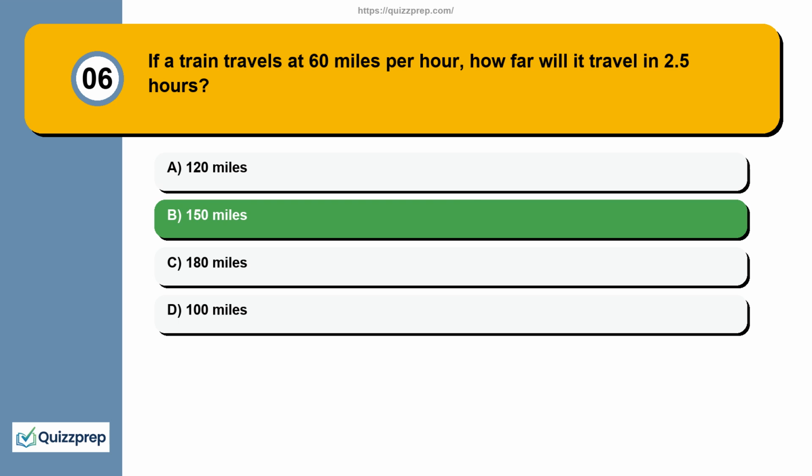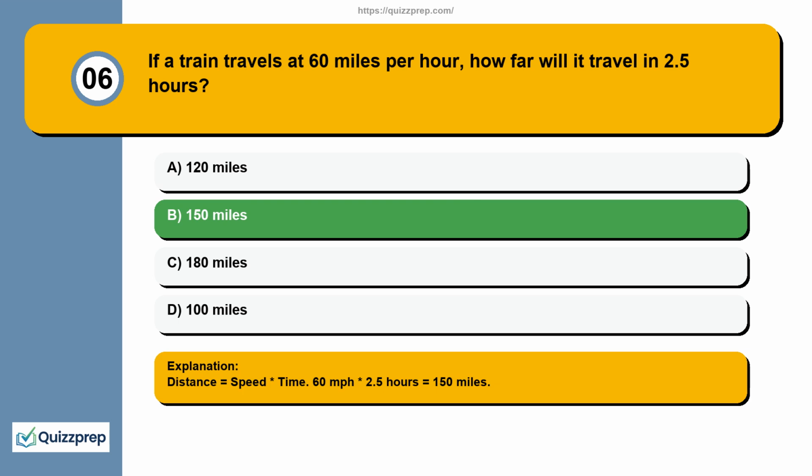150 miles. Explanation. Distance equals speed times time. 60 miles per hour times 2.5 hours equals 150 miles.